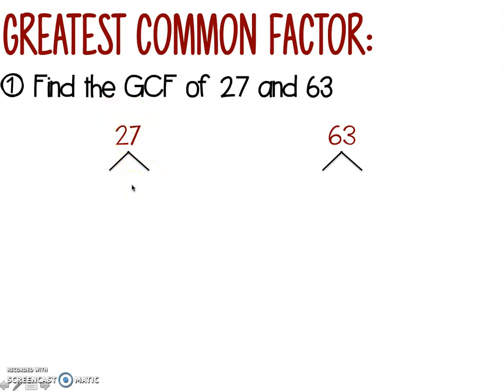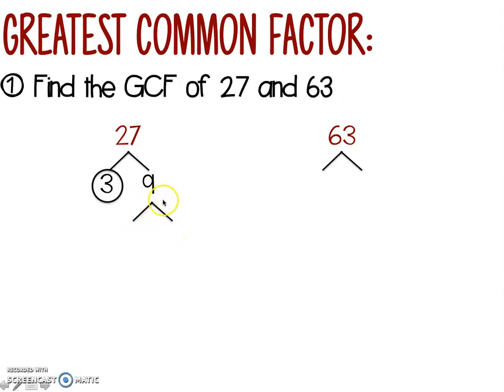Then I'm going to come over here and I'm only working with the 27. I'm going to ask myself, what can I multiply together to get 27? Now, any multiplication fact will work, but we know that 3 times 9 is 27. After we get our multiplication on there, if we have a prime factor, we're going to circle it. Now, 3 is prime, so I'm going to put a circle around it. 9 is not, so we're going to break it down even further.